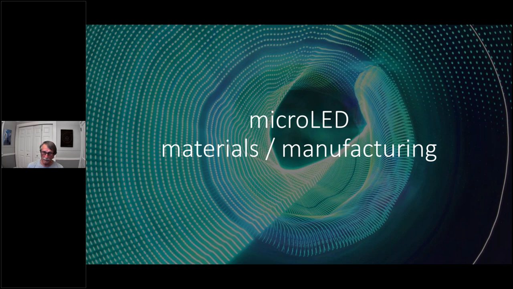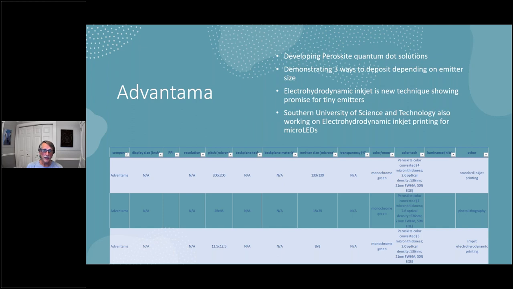There's a few things I wanted to highlight in materials and manufacturing as well. At Ventama, they're developing perovskite quantum dot solutions, and they are demonstrating three ways that you could actually deposit this. One, and that's kind of summarized here in the matrix down below, standard inkjet printing. So you can get, and they got some of the color tech, the details here, four micron thickness, 2.6 optical density, and then 50% EQE, blah, blah, blah.